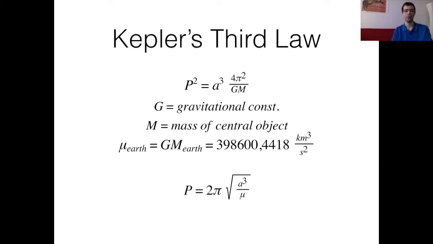However, the product of the gravitational constant and the mass of our Earth is known to a much greater precision than any of the values alone. So we end up with μ, the geocentric gravitational constant, and this is the number shown on the slide. If we now want to compute the orbital period, we just have to take the square root of the formula and we end up with this equation shown at the bottom of the slide.